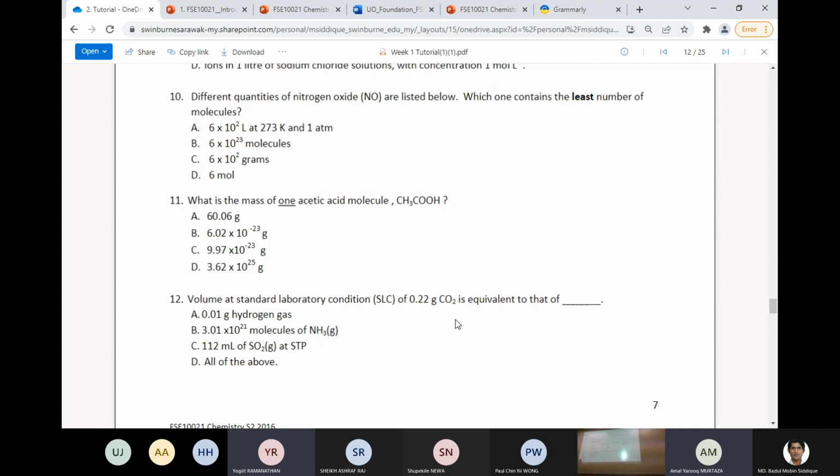Okay, so we will see that 0.22 gram of carbon dioxide is how many moles? 0.22 over 44. Okay, so this is the number of moles, and we have to find if all of them have the same number of moles or not. So this is the number n, and later you'll see that n is the same for all three. So the correct answer is D, all of the above.